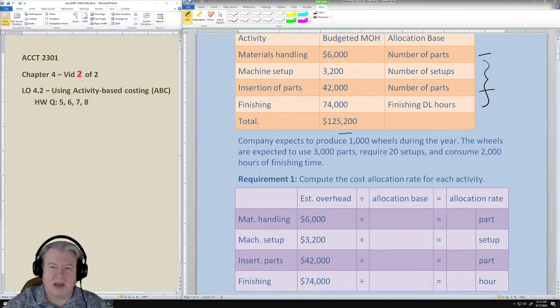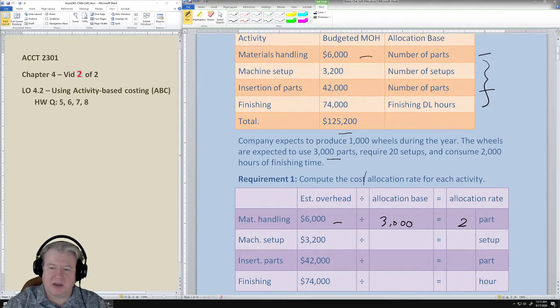So all I've done is pull down these numbers. So you can see 6,000 here. I've just moved it down here. Now, where do we get this allocation base? Well, this is in the text here. So you notice it says we're going to use 3,000 parts. So I would say, okay, this overhead divided by 3,000. Well, what we're saying is $2 per part.